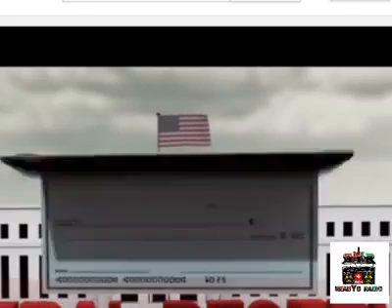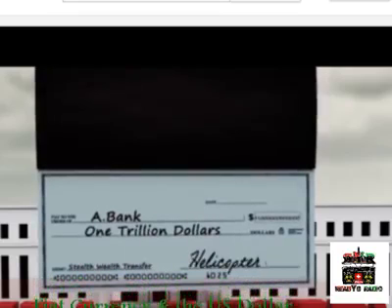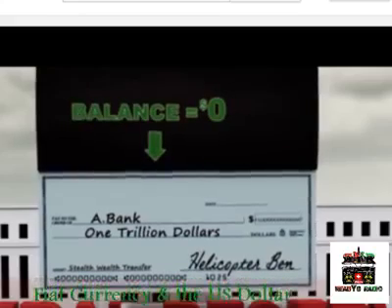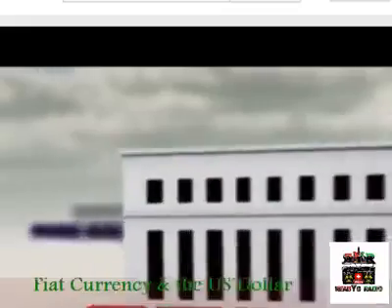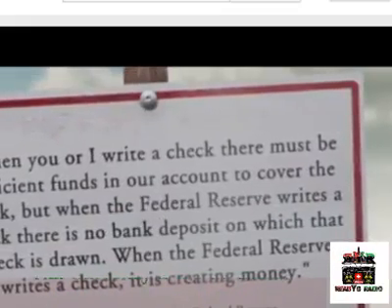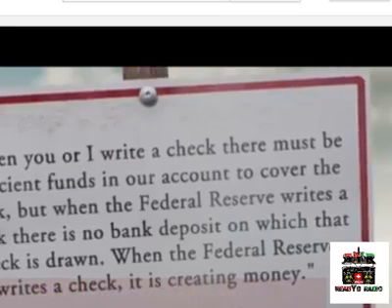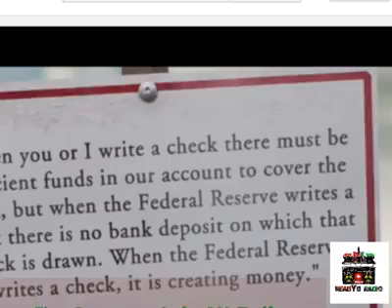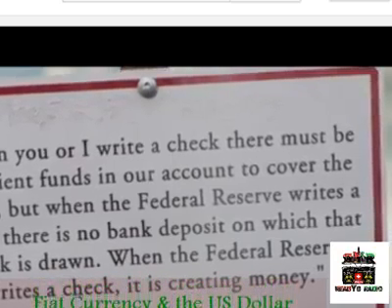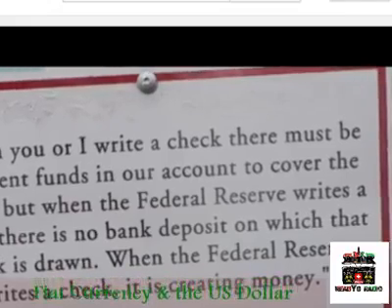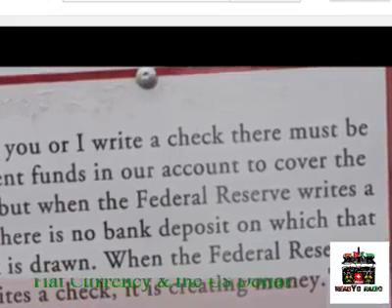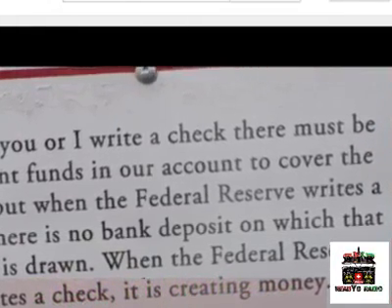To pay for the bonds, the Federal Reserve opens up its big old checkbook and writes bad, bogus, counterfeit checks that should bounce because they're drawn on an account that always has a zero balance. There isn't one penny in there. To quote from the Boston Federal Reserve, "When you or I write a check, there must be sufficient funds in our account to cover that check. But when the Federal Reserve writes a check, there is no bank deposit on which that check is drawn. When the Federal Reserve writes a check, it is creating money." The Fed then hands those checks to the banks, and at this point, currency springs into existence.